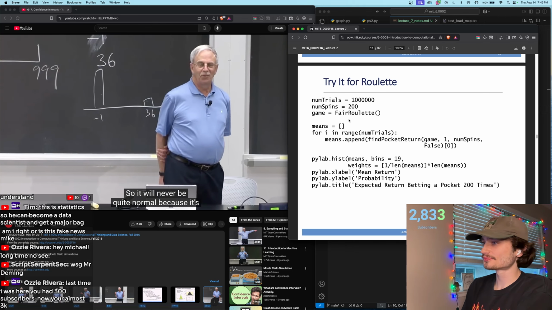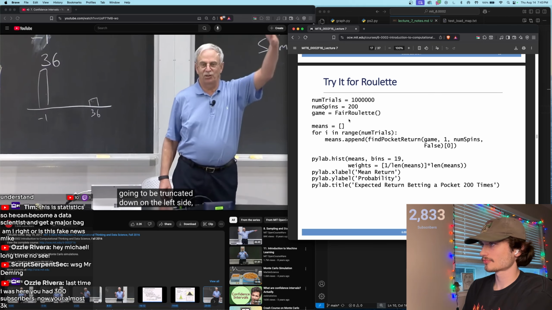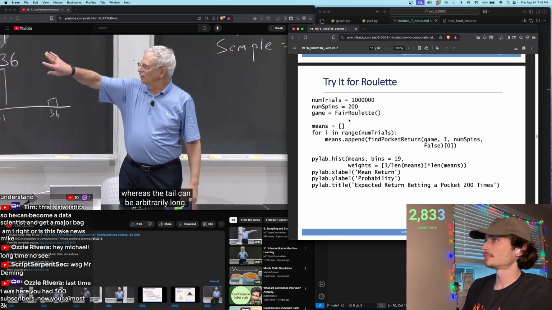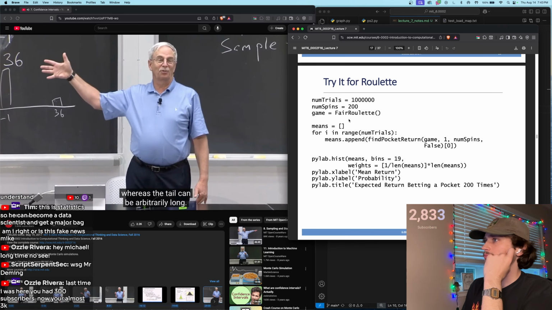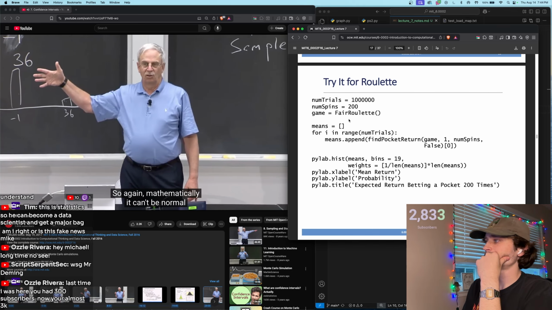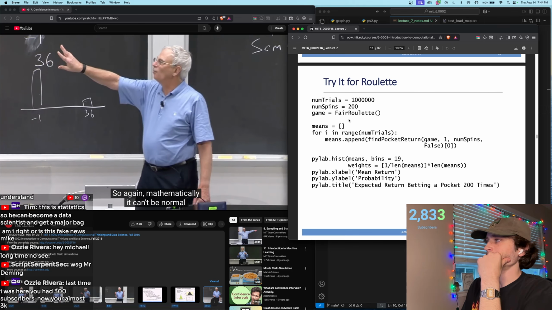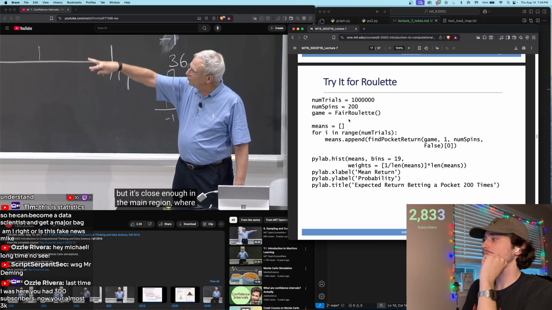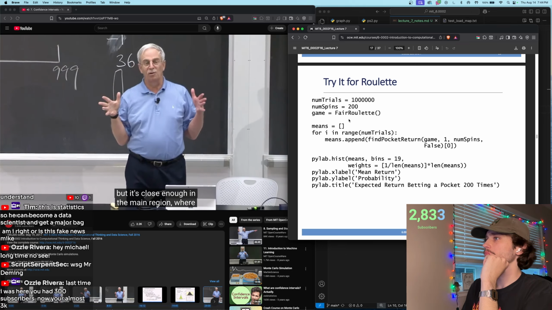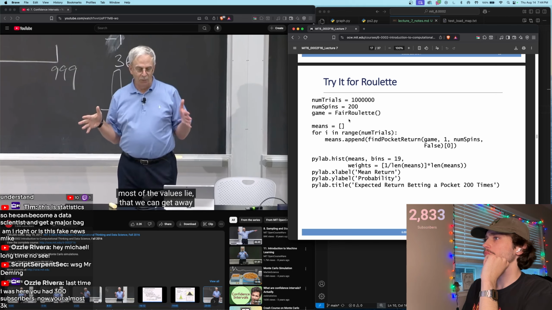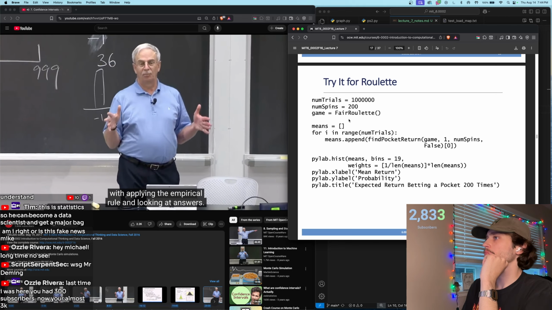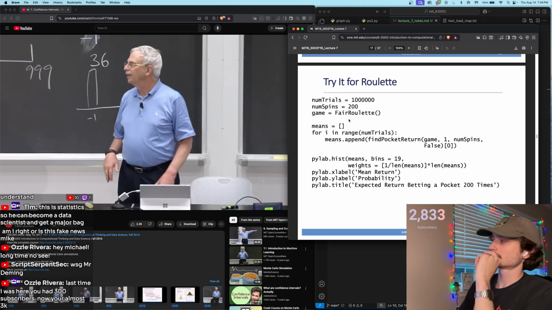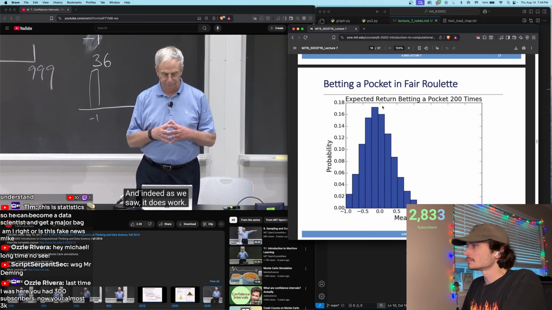So it will never be quite normal, right? Because it's going to be truncated down on the left side, whereas the tail can be arbitrarily long. So again, mathematically it can't be normal, but it's close enough in the main region where most of the values lie that we can get away with applying the empirical rule and looking at answers. And indeed, as we saw, it does work.